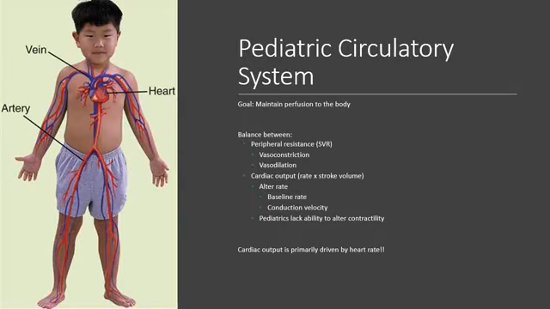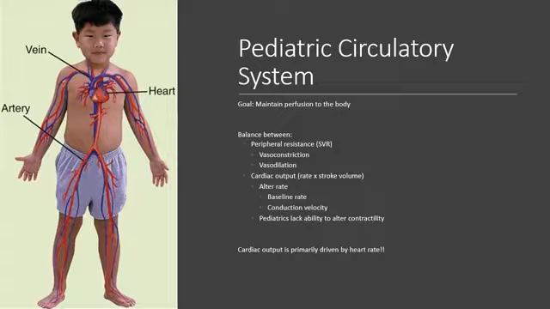Now, if we look at the pediatric circulatory system, we see that the goal is pretty much the same. We want to maintain perfusion to the body. And once again, we have that balance between the peripheral vascular resistance and the cardiac output. But the big difference here is with the pediatric circulatory system, you can see that pediatric patients don't have that ability to alter the contractility. Essentially, they can't make their heart squeeze more strongly. So the only thing that they can do in terms of cardiac output, essentially, is to alter the rate.